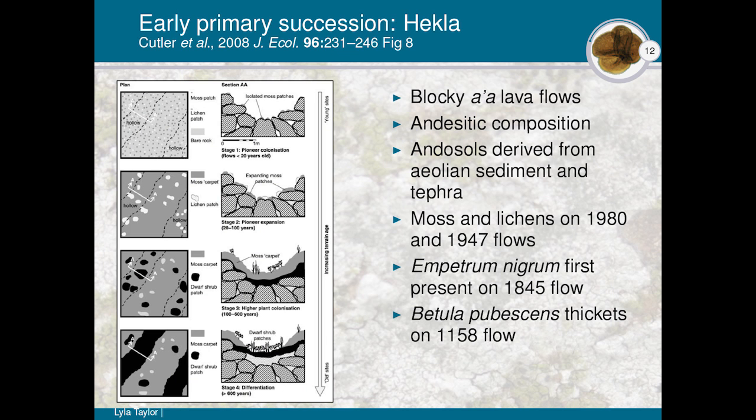So now we're going to talk about a completely different system. We're going to go to Iceland and look at this successional system. We have a series of lava flows, and these are not pahoehoe lavas with a glassy rind. They're of andesitic composition, and they have soils on them which are almost entirely aeolian. The two earliest lava flows are exclusively populated by lower land plants and lichens, whereas the third lava flow has Empetrum nigrum growing on it, and finally the oldest one has thickets of Betula pubescens on it.